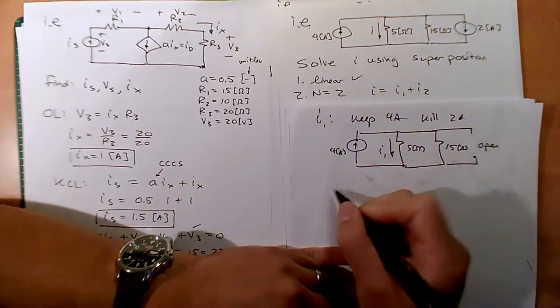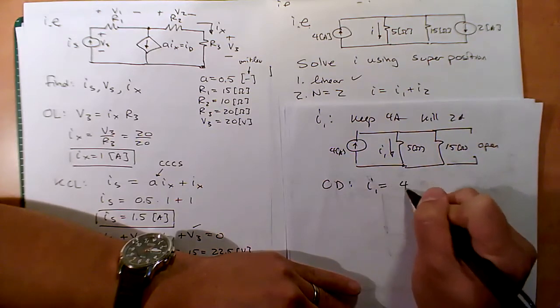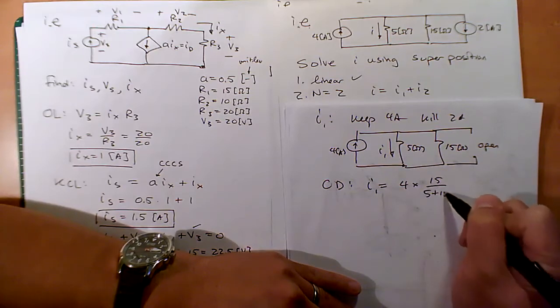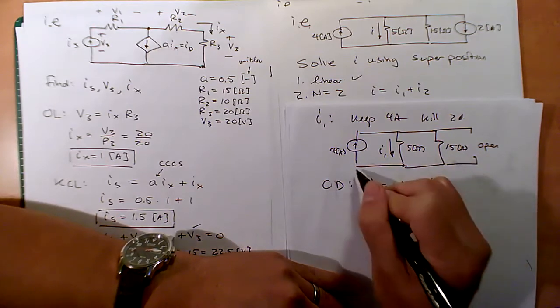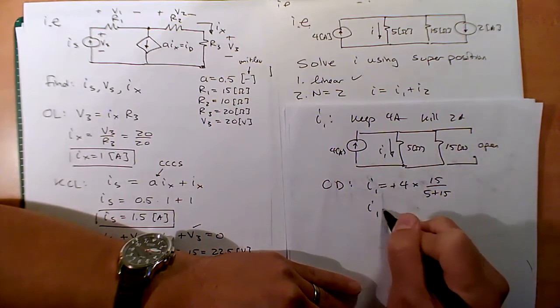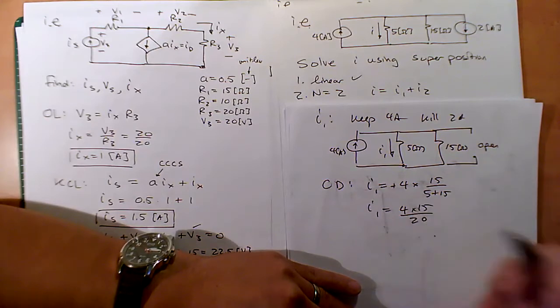Now we can definitely use current divider. Current divider is easy. So I1 is equal to 4 times the opposite, 15 over 5 plus 15. And is it positive? Current's going in the same direction? Yes, it's positive. Okay. So I1 is equal to 4 times 15 over 20, right?